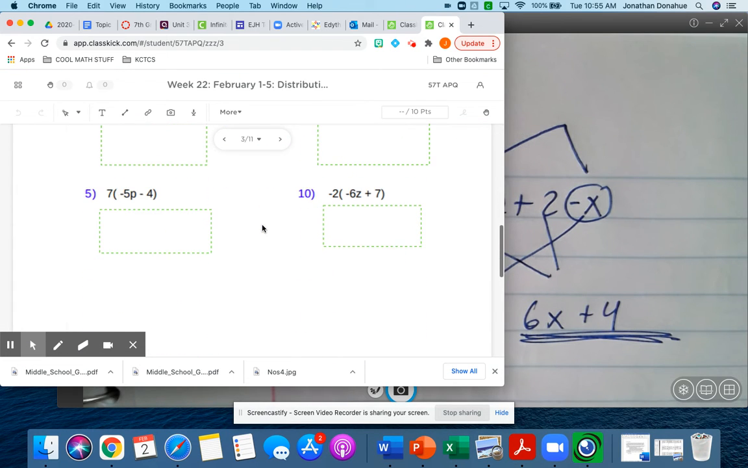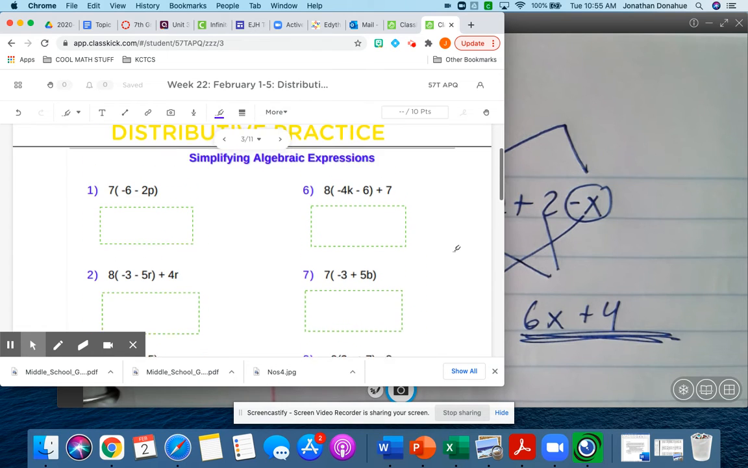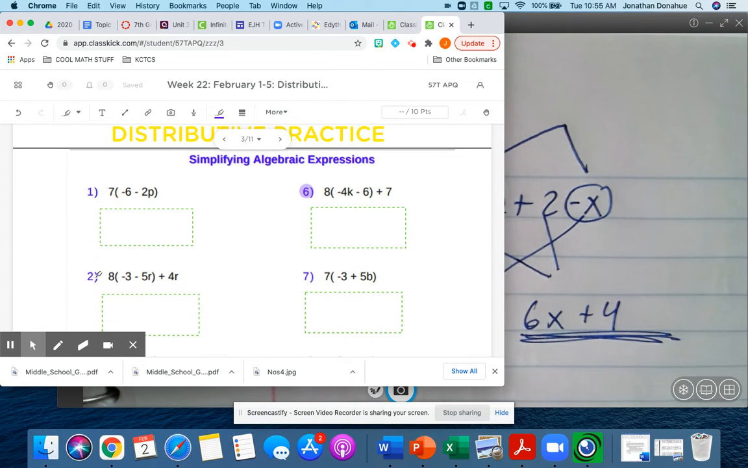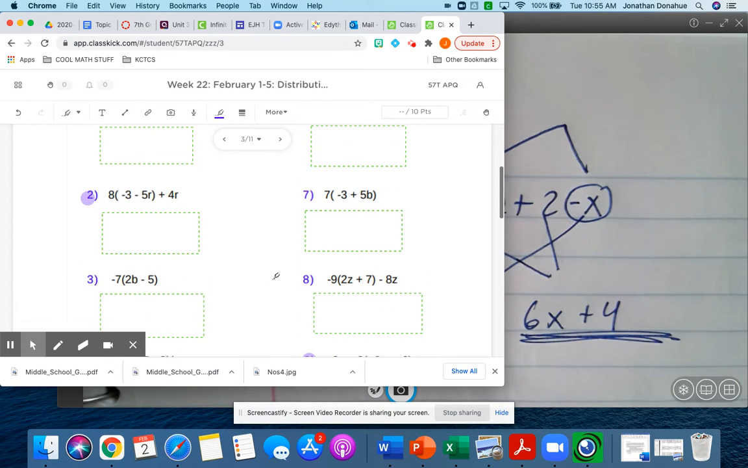I want you to try to work out the other ones. I will do some pretty tough ones. So I will do, let me grab my highlighter again. I'm going to do number 9. It's a hard one. I'm going to do number 6. That's a pretty tough one. I'm going to do number 2. 2, 6, 9. All right. Let's start with number 2.